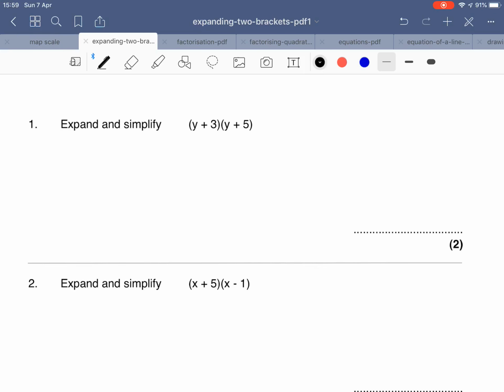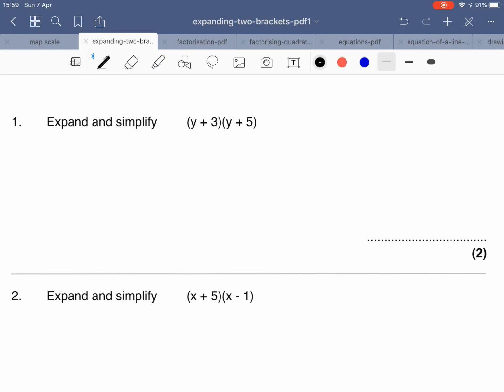So expand and simplify. Instead of x now we've got y, so still the same thing. So I'm going to do the first ones, the y times the y. So I've got y times y, which is y squared. Then I'm going to do the outer ones. So I've got y times 5, which is 5y, and it's a plus, so I put plus.